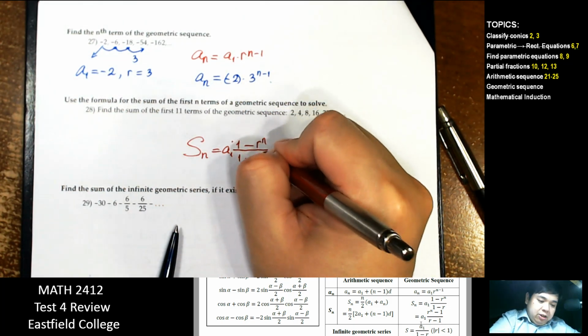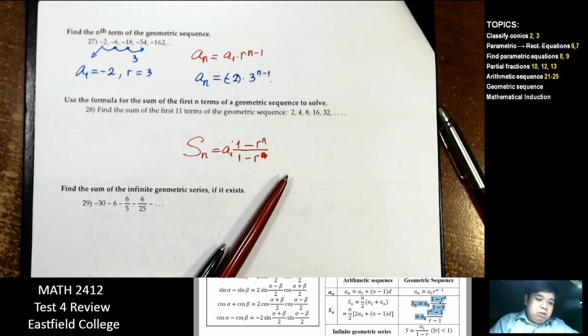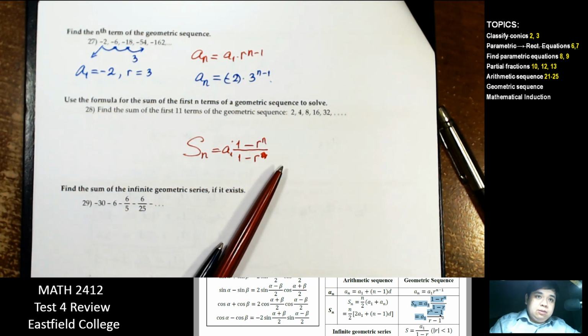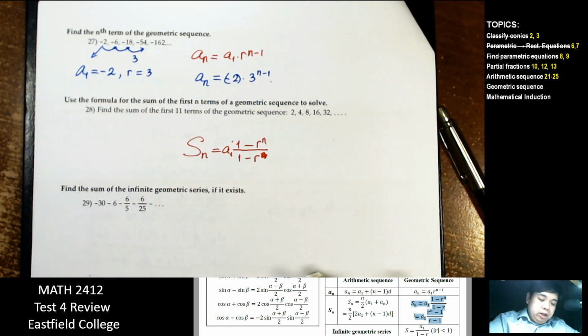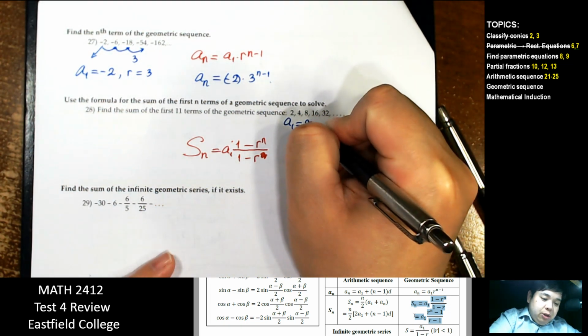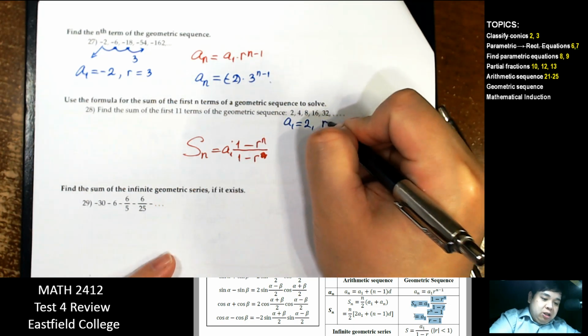Sorry, the n on the top. So we can use either formula. I'm using the first one here, but either of those formulas is fine. The first term is 2. To get to the next, we need to multiply by 2. So the ratio is 2.